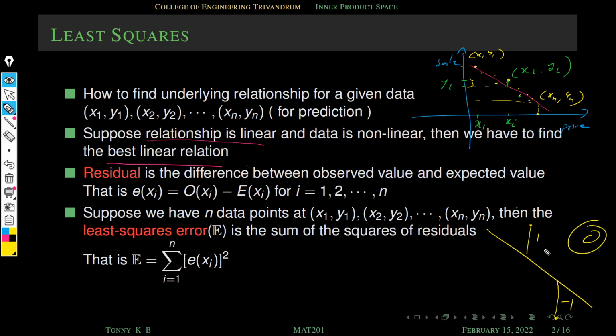Okay, so to avoid such a problem, we take the square sum. We take the square then sum. Okay, then there is no problem of this sign. So anyway, to find this best straight line, our aim is to minimize this error. We can find the best straight line in such a way that the corresponding E is minimum.